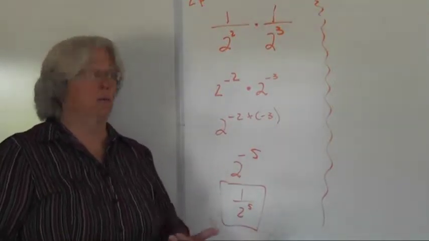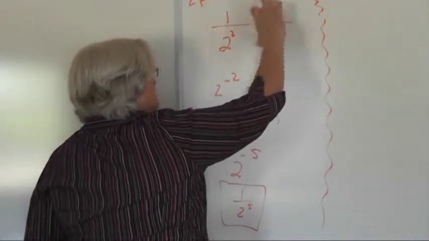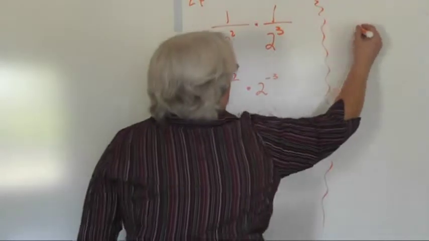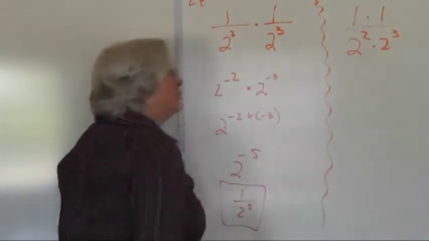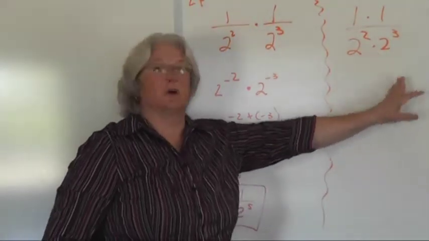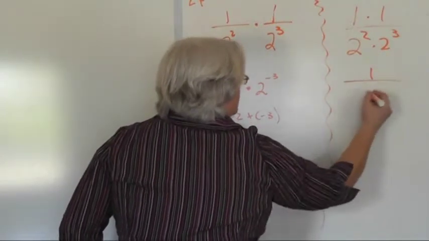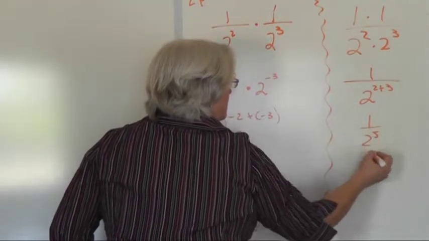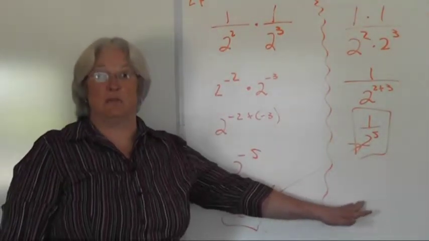Now this is what I would do. If I saw this expression here, I would say, okay, 2 rational numbers. Rational numbers are those that look like fractions. How do you multiply fractions? Well, you multiply the numerators and you multiply the denominators. 1 times 1 over 2 squared times 2 to the 3rd. What does our product rule say? It says that if your bases are the same, you add the exponents. And obviously, we have the same answer here.